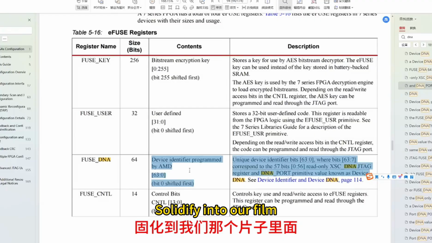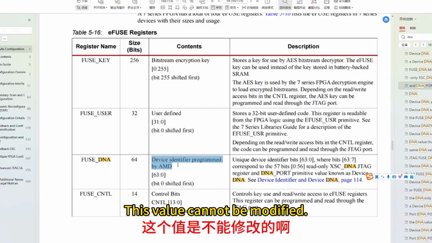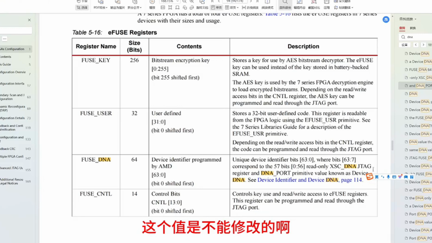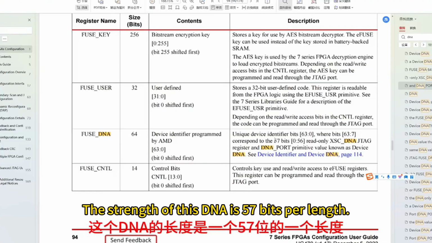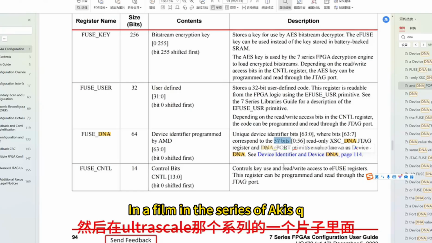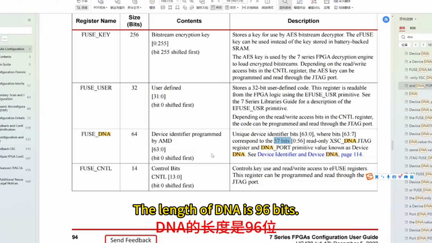It is solidified into the chip, and after this the value cannot be modified. In the 7 series, the length of this DNA is 57 bits. In the UltraScale series, the length of DNA is 96 bits.